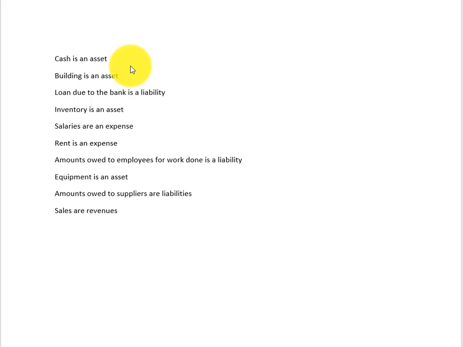That would come with the term prepaid rent, which would indicate an asset. Amounts owed to employees for work done is a liability. Now, how does that differ from salaries that we just talked about? Amounts owed to employees. Now, I want you to give an example, and I want you to think about this.